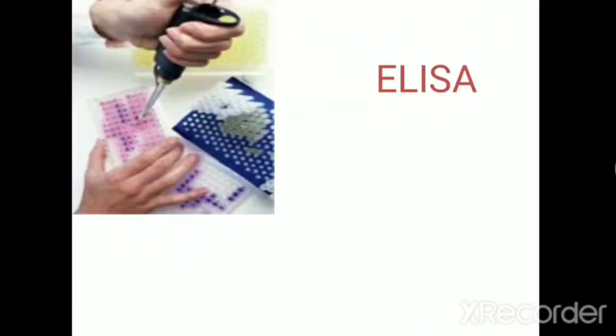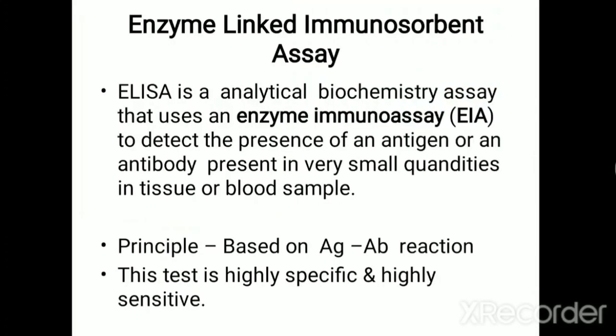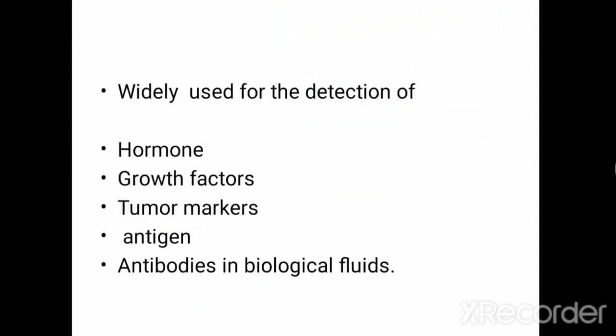So regarding the first one, that is ELISA. ELISA means enzyme linked immunosorbent assay. It is a type of immunoassay which uses enzyme immunoassay to detect the presence of an antigen or an antibody present in a sample fluid. It is based on the immune complex formation. Immune complex means the complex of antigen and antibody, and this immune complex formation is a highly specific reaction. So this test is highly specific and highly sensitive.